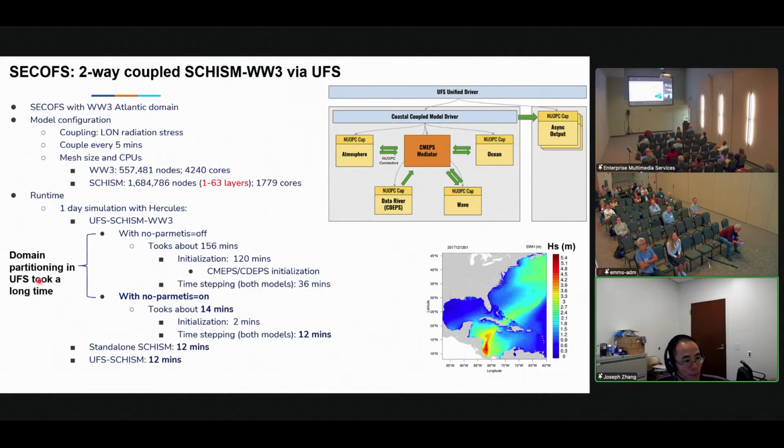One thing we found very interesting is that the UFS at the moment, for unstructured grid, is still not very efficient in terms of domain decomposition, for whatever reason. So that's why we decided to just use static partitioning, turning off the dynamic partitioning, and then we were able to get pretty decent performance compared to standalone models. It's almost the same as standalone.